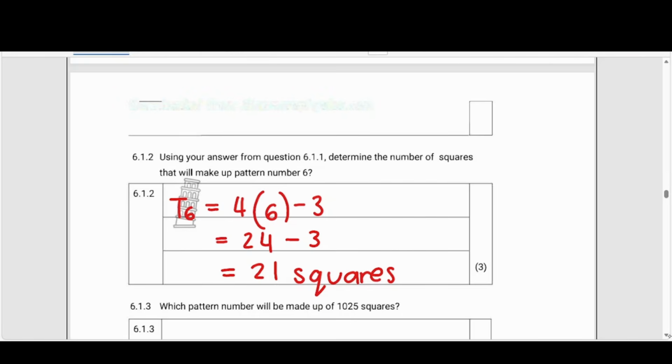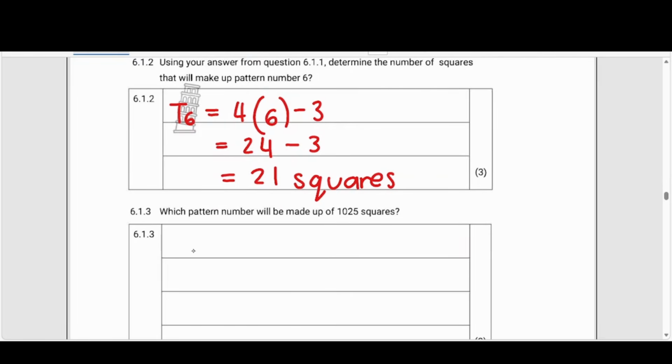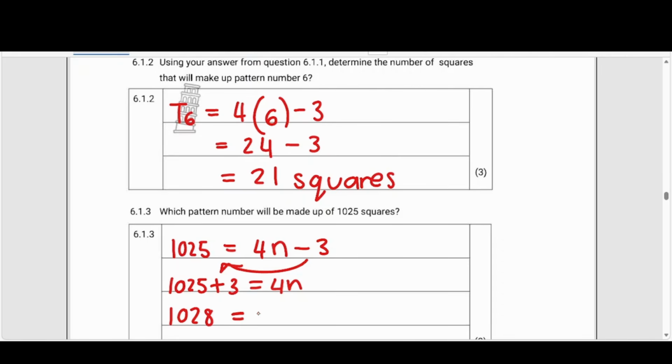Which pattern number will be made up of 1025 squares? So in this case, we have the answer. And we are trying to work out which number it is. So first of all, we're going to take the 3 across. We were subtracting the 3. When we take it across, we're going to add the 3. So 1025, add the 3. That is going to be 1028 is equal to 4n.